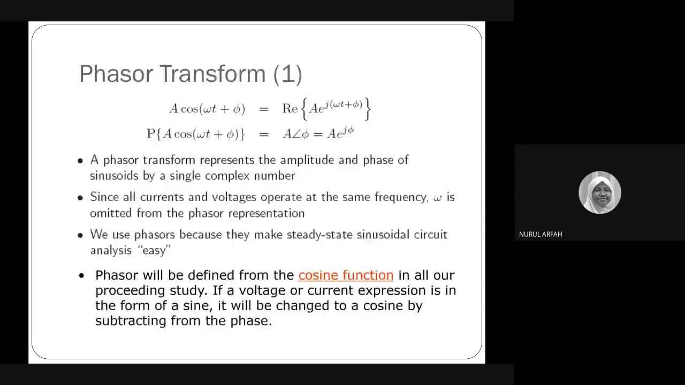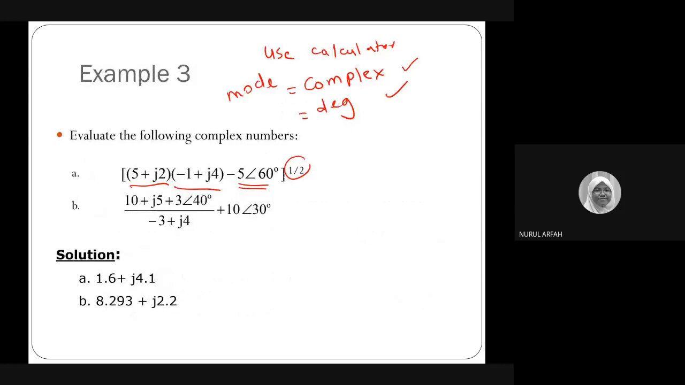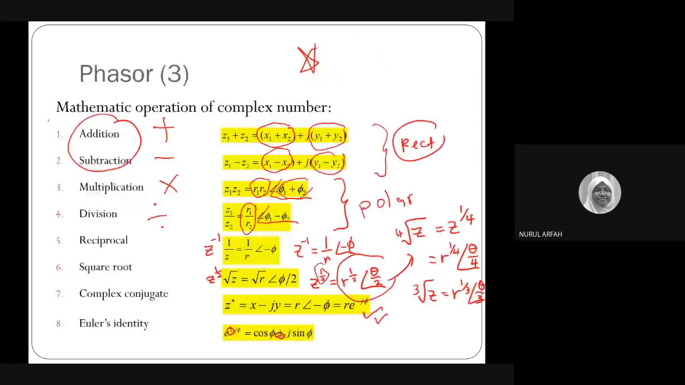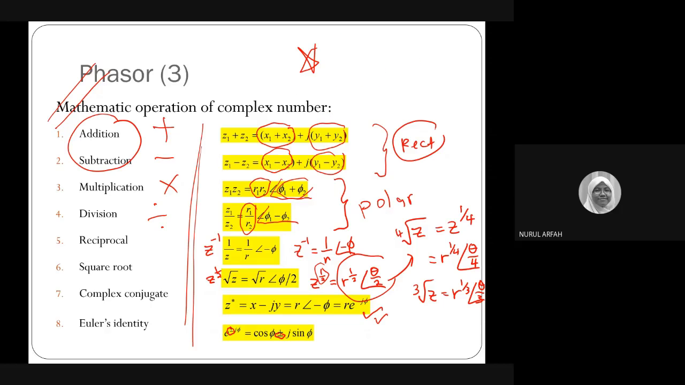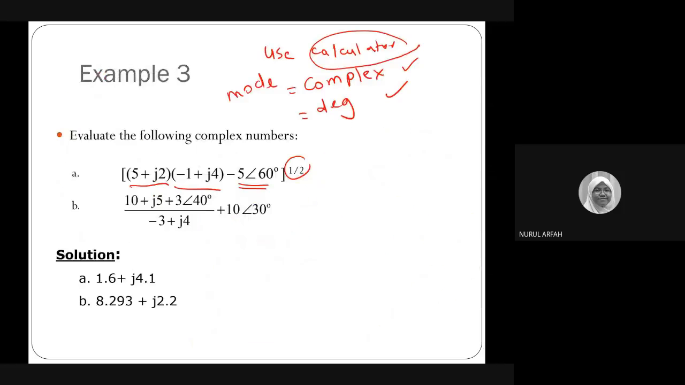But if you want to try it on your own, just go ahead. It is just that sometimes you cannot use a calculator. If you cannot use a calculator, go back to the mathematical operations of complex numbers and apply any one of these 8 rules. You are lucky because this is an open book final later, so you can refer back to the mathematical operations of complex numbers.